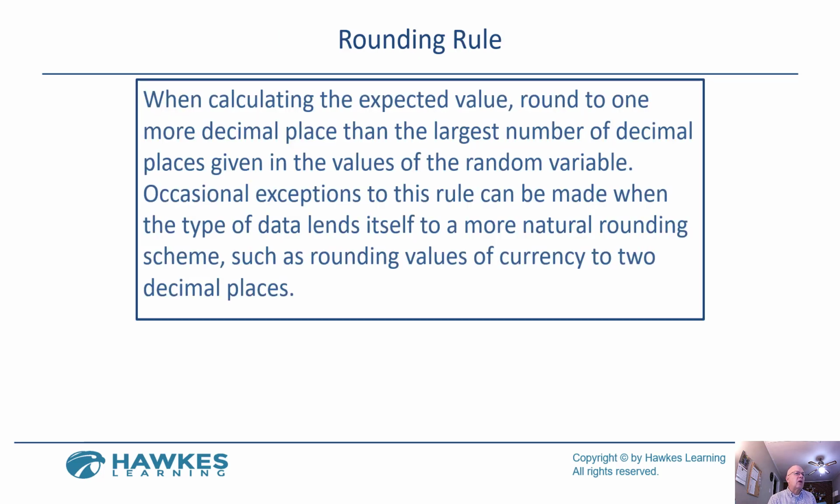And a rounding rule: round to 1 more decimal place than what you've got in the values of the random variable. In this case with rolling 2 dice, it's always whole numbers, so you'd round off to the nearest tenth. If you're talking about money, however, you immediately round to 2 decimal places unless you're keeping equal dollars.